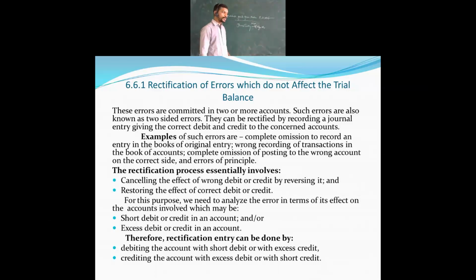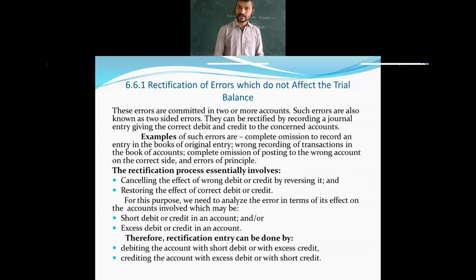Then complete omission of posting the wrong amount. See, further we have more things. Wrong recording of the transaction in the books of account. Wrong recording means that what should be debited, you have written in the credit column, or a credit amount you have written in the debit column. In the previous session, we took the concept of Ajay's account. In that account, when he purchased, it should have been debited, but it was taken in the credit column. That means wrong posting, wrong recording of the transaction. You have recorded it wrongly. That is one thing you can say.